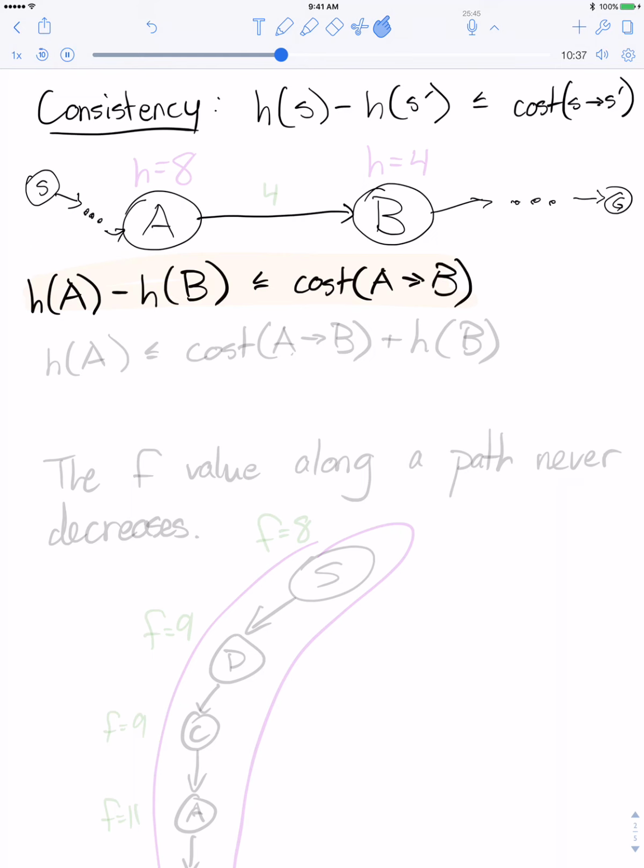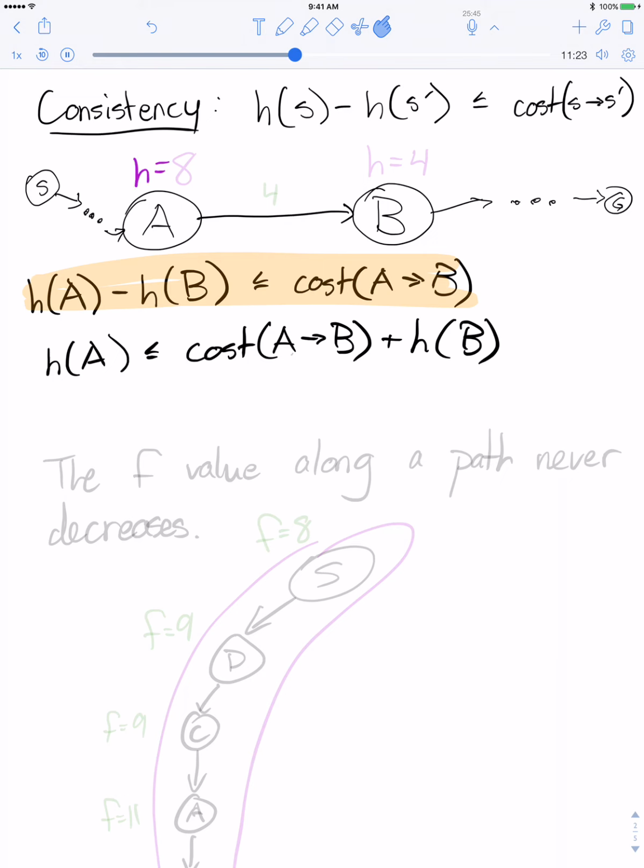It might be a little more intuitive if we rearrange this equation a little bit. H of A is less than or equal to cost A to B plus H of B. For me, I prefer the top equation, although I found in my experience some people find the bottom one easier to conceptualize. Take a minute to look at them, clearly they're the same, but one way to think about this is that the amount that your heuristic decreases along any edge must be less than or equal to the cost of that edge.